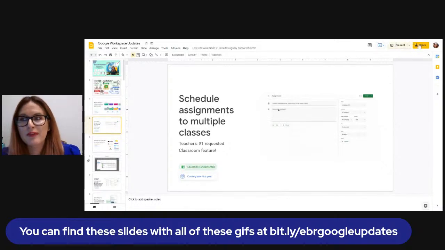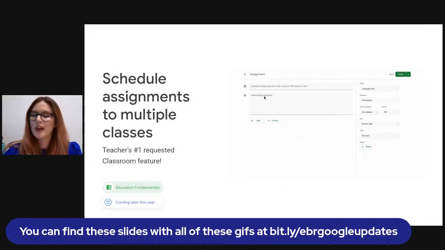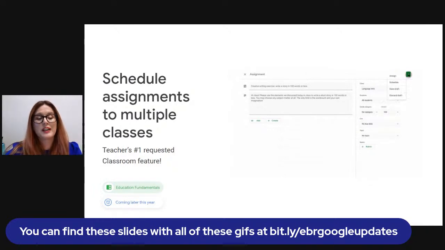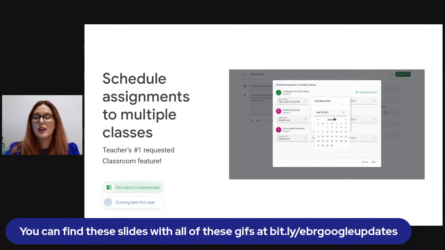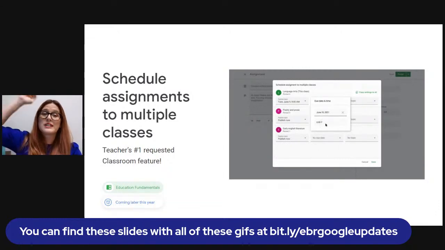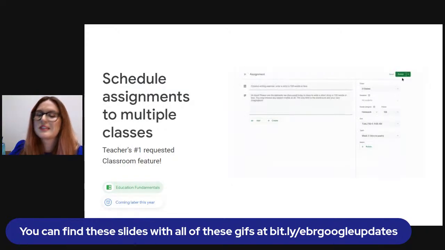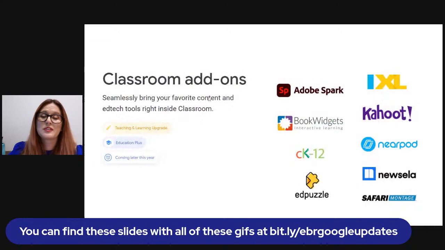Now, coming for everybody will be the ability to schedule assignments to multiple classes. Hugely popular request. And don't forget to give Google feedback whenever you have a good idea, because they do read that feedback because they want to make money off of your ideas. But now, instead of having to schedule and then copy or reuse, you can schedule the same assignment to all of your classes. So say you have 8th grade social studies classes. Now you can schedule that same assignment all the way down. Huge deal. It's going to save people so much time.